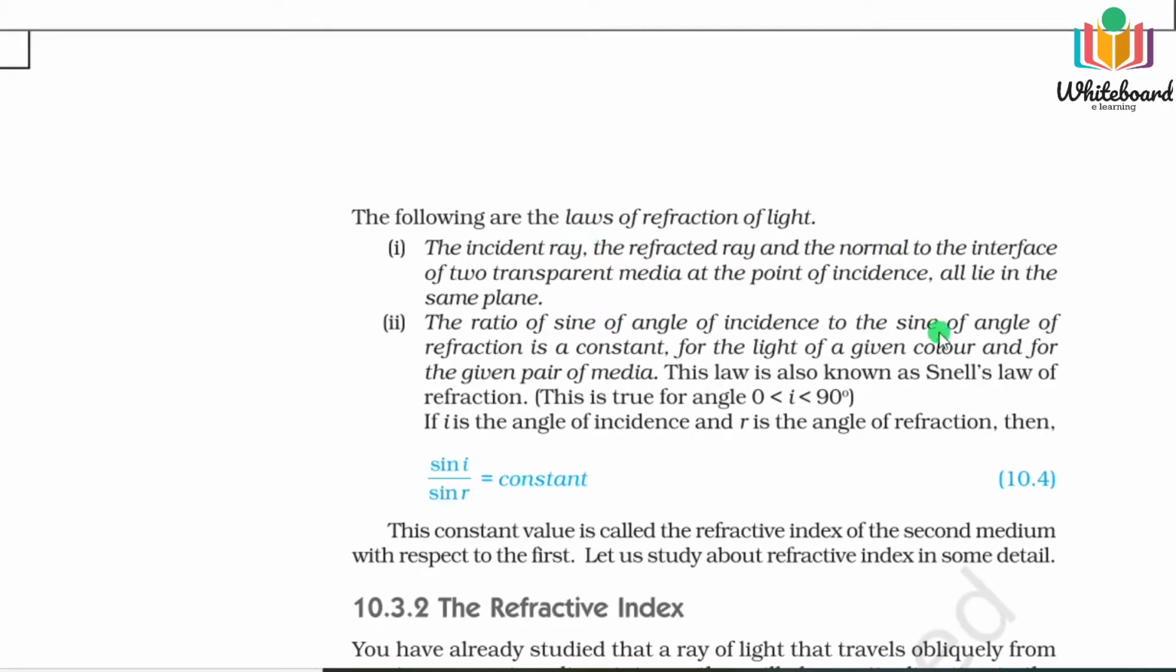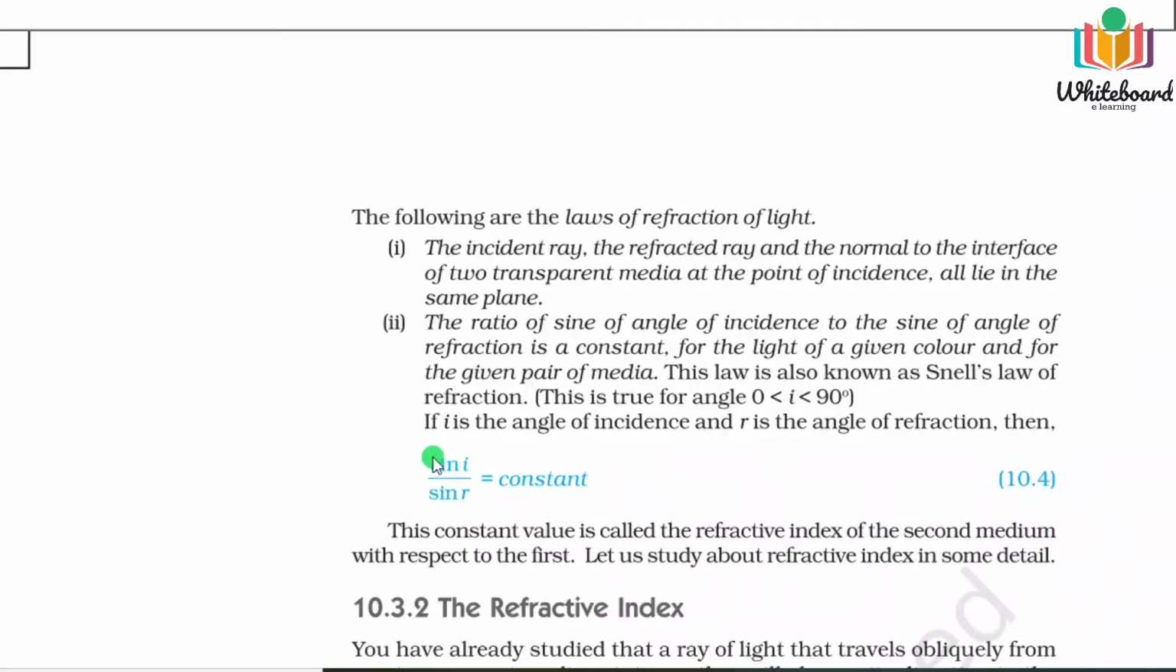Now this is actually the law of refraction. It is written here, the incident ray, the refracted ray, and the normal to the interface of the two transparent media at the point of incidence all lie in the same plane. So it is the same as in the laws of reflection. But the second thing is very important for the laws of refraction. The ratio of the sine of the angle of incidence to the sine of the angle of refraction is constant. So it is very important.